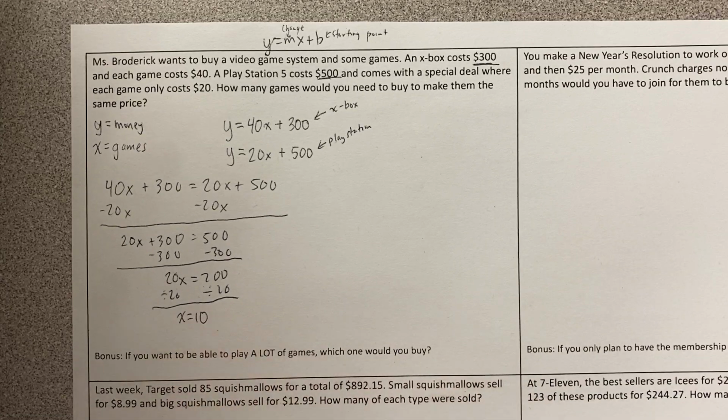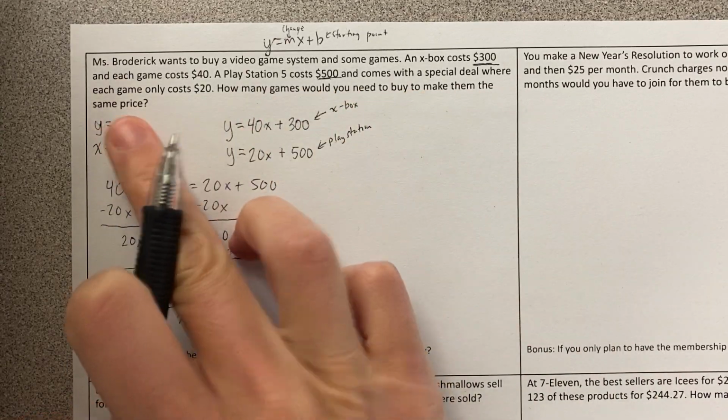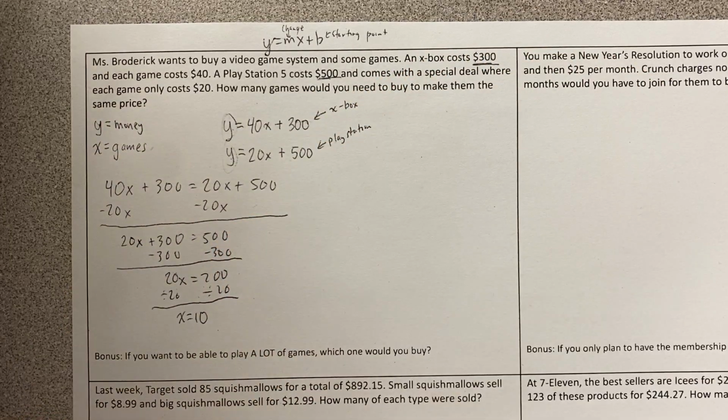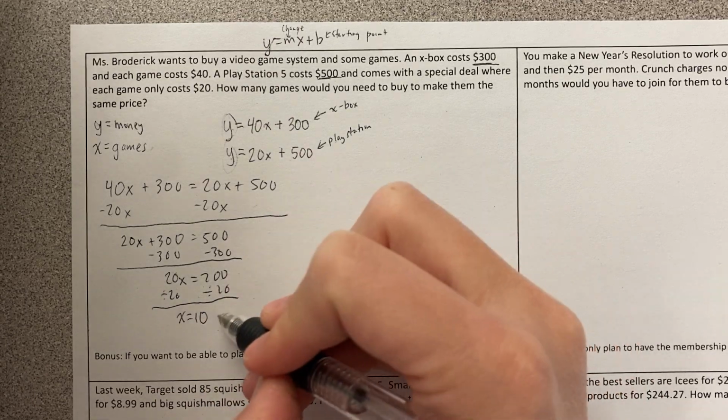Okay, now remember, x equals 10. x is the number of games, and I'm trying to figure out how many games I would need to buy to make them the same price, right? Like this and this, I want the money to be the same. So it seems like they're going to be the same price after I buy 10 games.